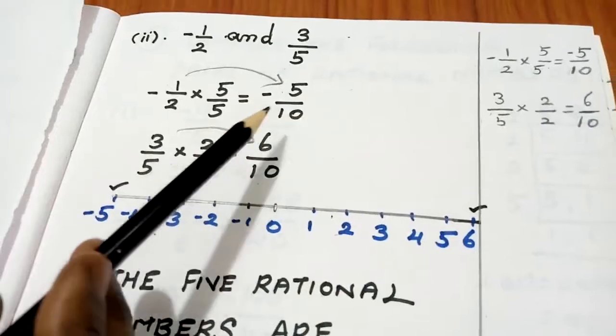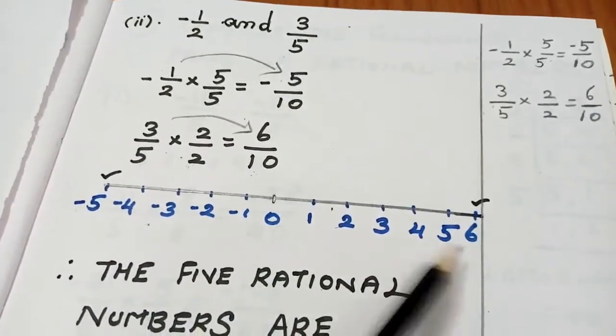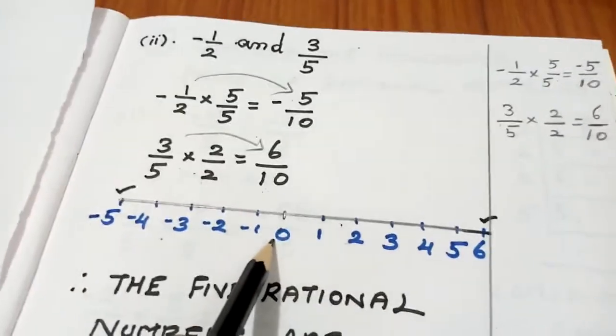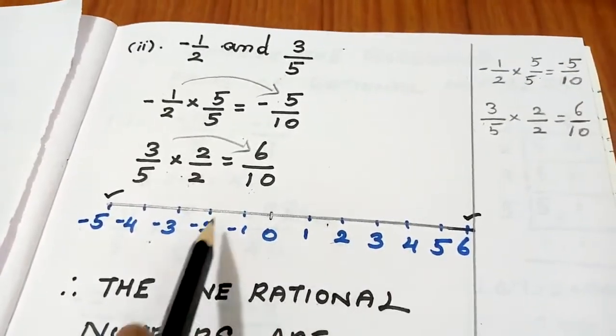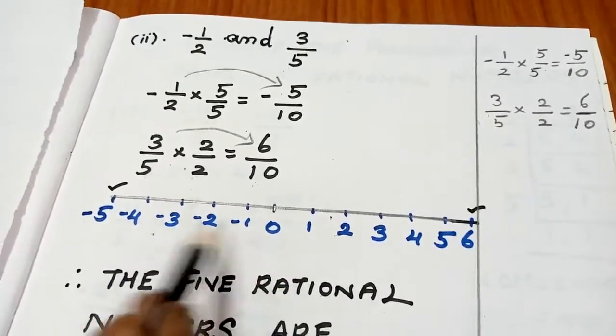What I am doing here is, what is the range? Starting from minus 5 to plus 6, this is the range of numbers. And while you are drawing your graph, you will be using this method. 0, this side fully positive values, and this side fully you will be getting negative values. So in this way we are arranging.